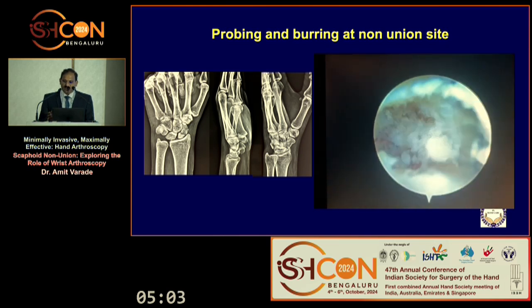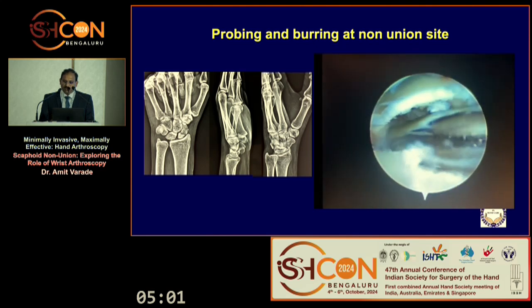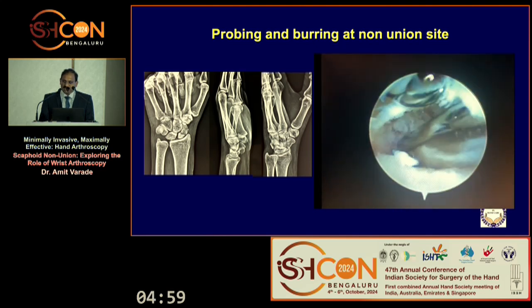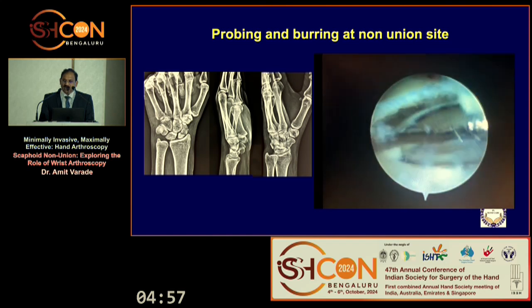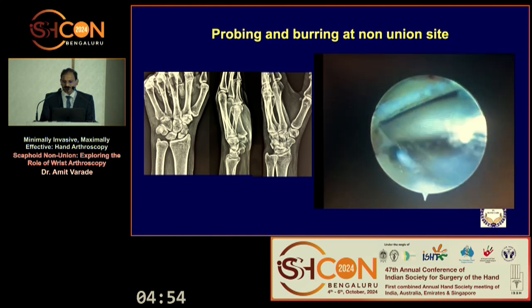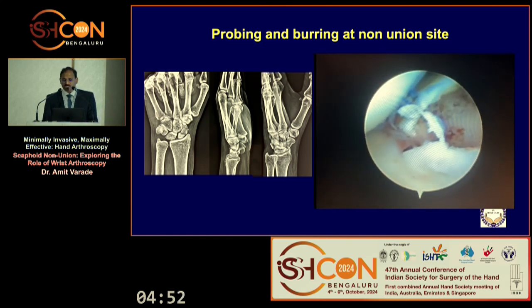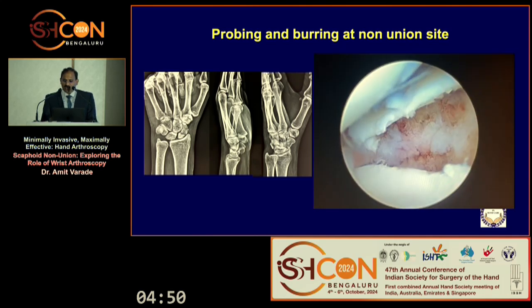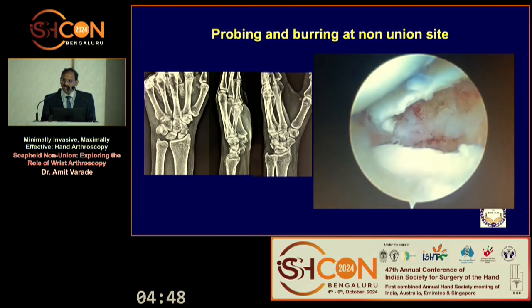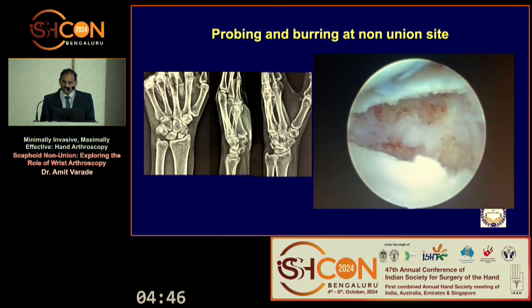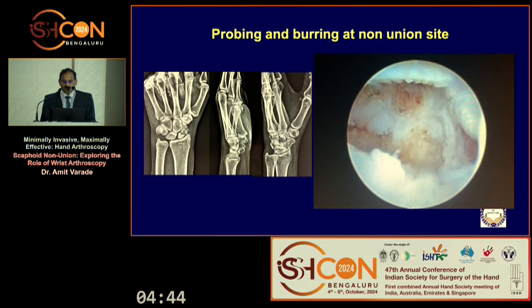Nicely remove the margins of the distal pole and proximal pole, and slowly go inside and create a cavity at the non-union site. Try to leave a cuff of cartilage on one side, so that the bone graft does not go out into the radiocarpal joint.